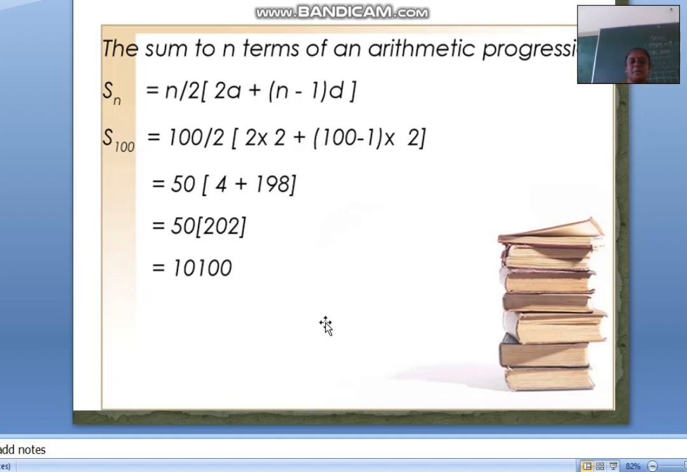So this is your AP explanation. If you do more sums on the basis of the formulas, the nth term and also Sn, you can get the answers. So try all the exercise sums once again and practice.